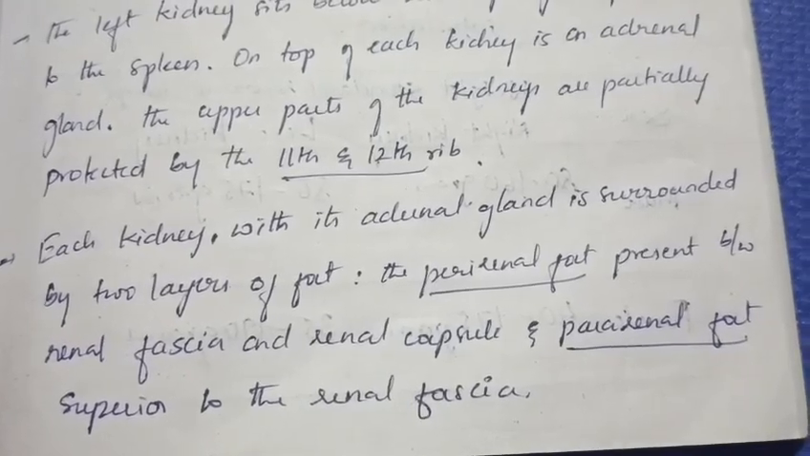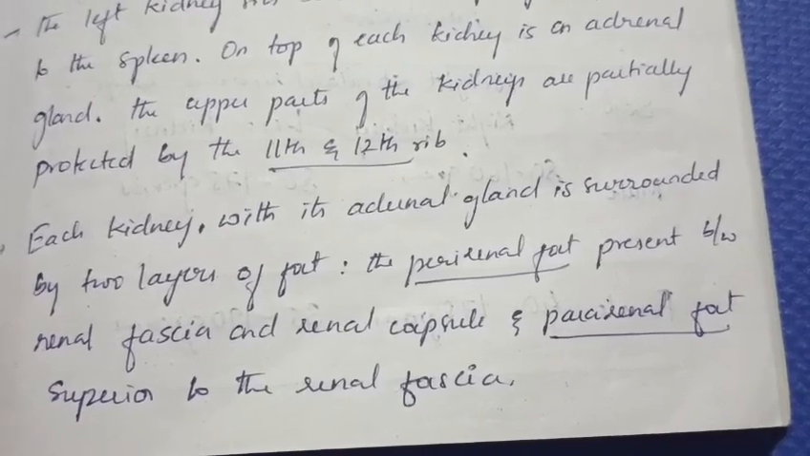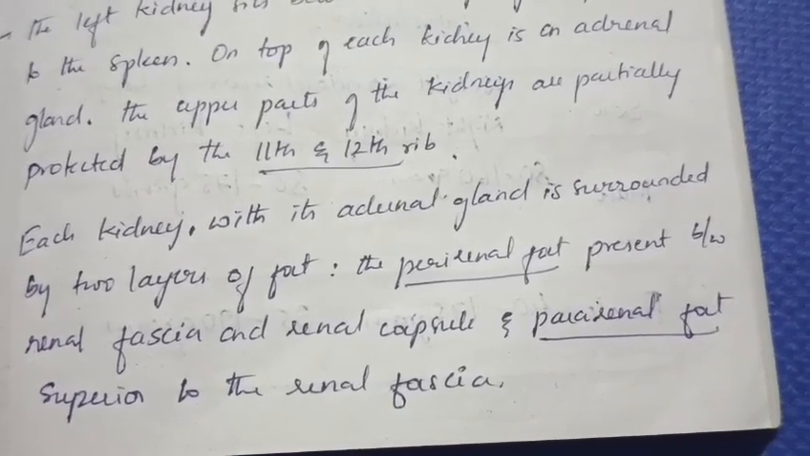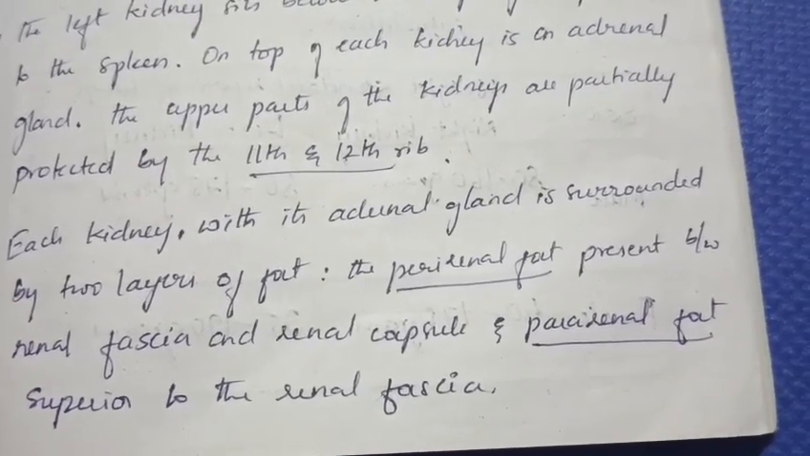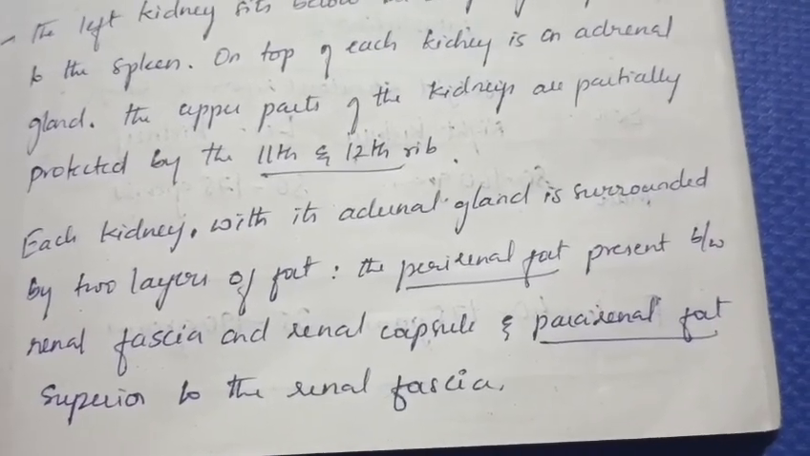Each kidney with its adrenal gland is surrounded by two layers of fat: the perirenal fat present between the renal fascia and the renal capsule, and the pararenal fat superior to the renal fascia. The human kidney is a bean-shaped structure with a concave and a convex border. A recessed area on the concave border is the renal hilum, where the renal artery enters the kidney and the renal vein and the ureter leave.